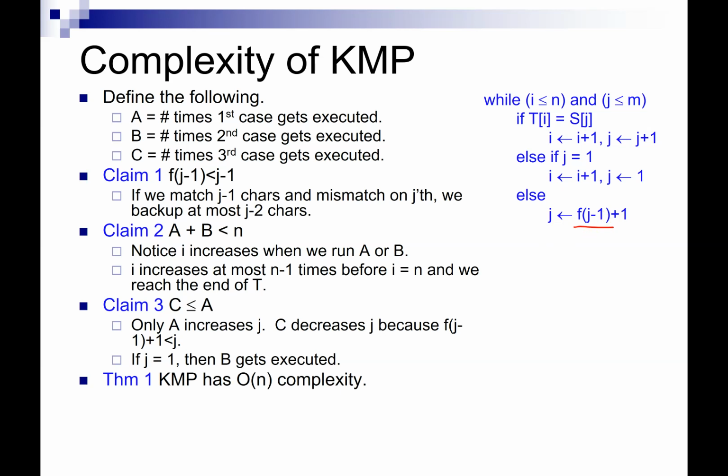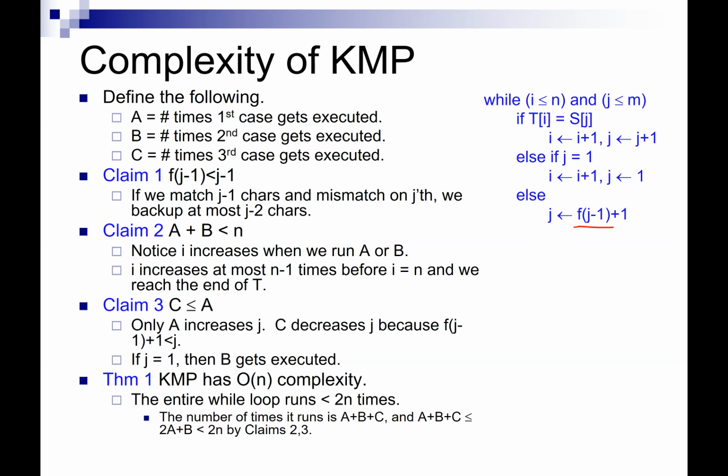Okay, so once you have these three claims, now we can show that KMP has order n complexity. The claim is that this entire while loop is going to run at most 2 times n times. The number of times that you run the while loop is simply equal to a plus b plus c, because in every iteration you run exactly one of these cases.